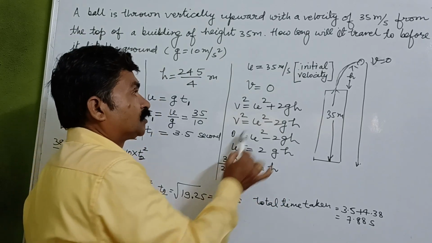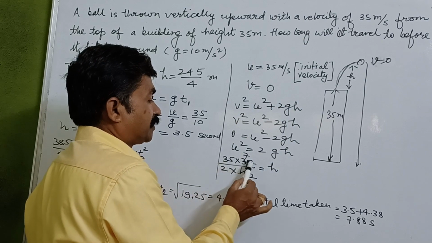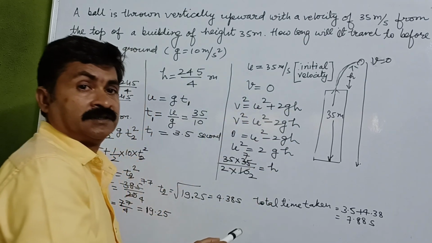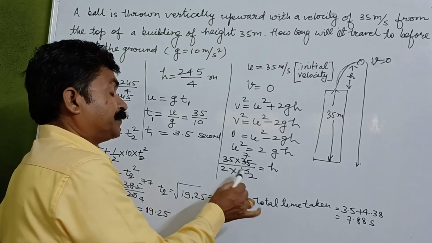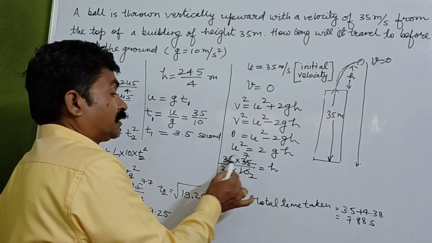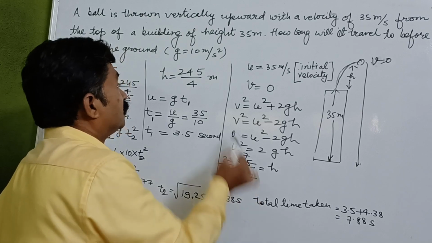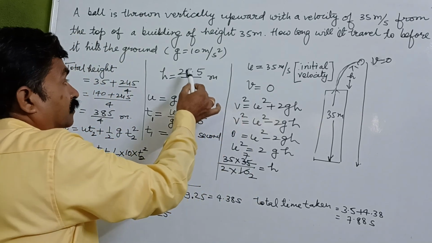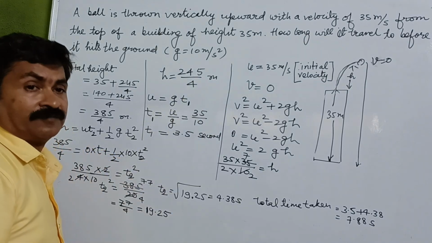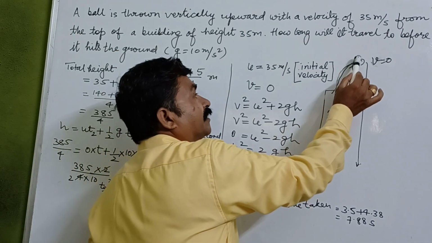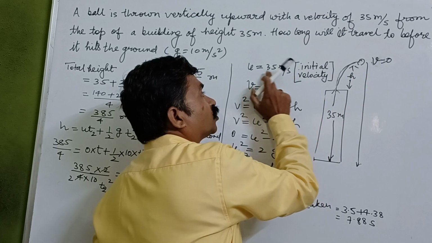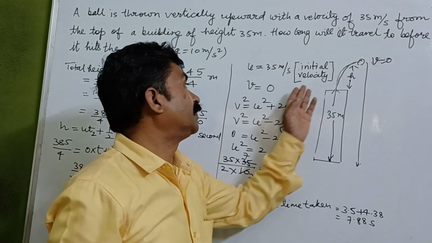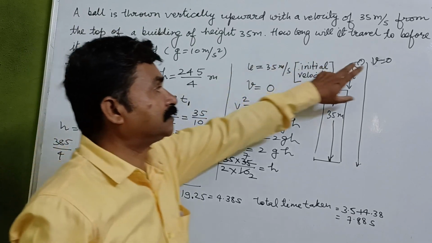Now we know that u is equal to 35. We have substituted 35, and the value of g which we have to take is 10. So we have calculated 35 into 7 upon 4, so it is 245 upon 4 meters. This is the height attained by this ball when it is thrown with a velocity of 35 meters per second.